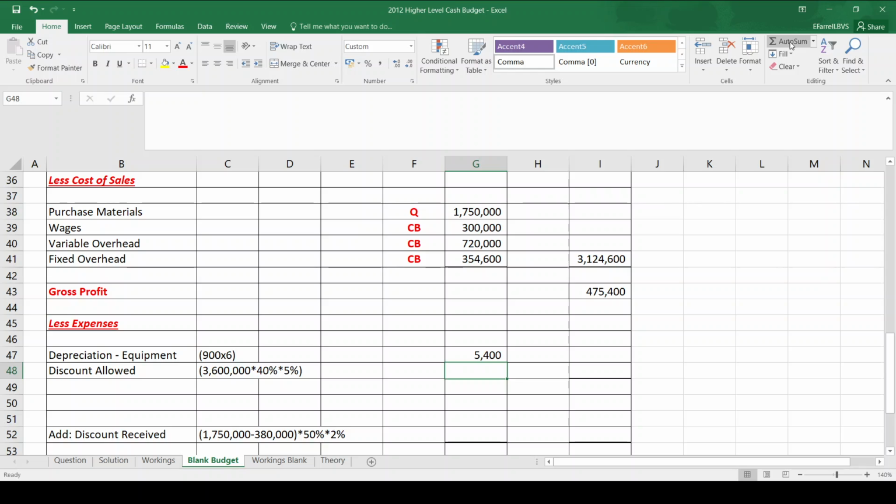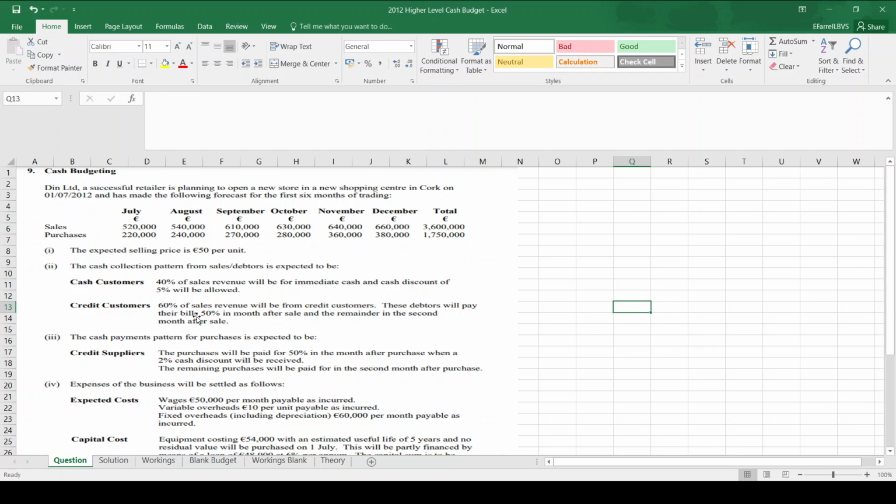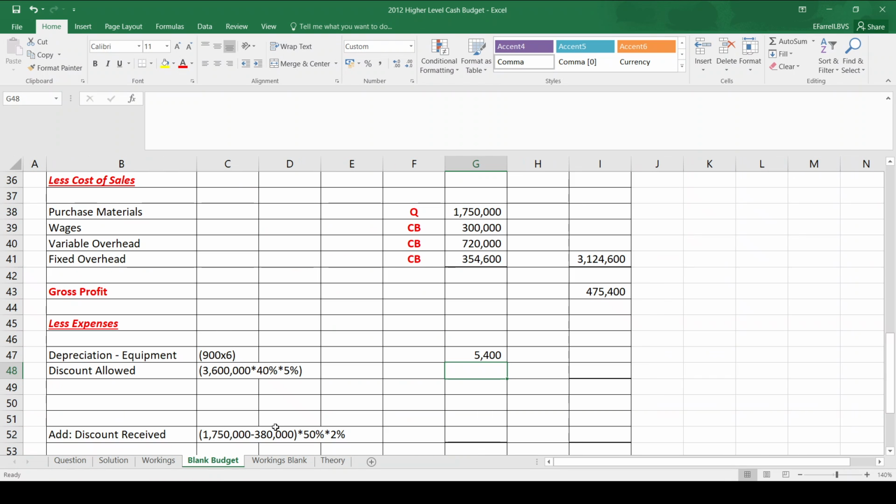A discount allowed, if we allow a discount to somebody, it's an expense to us. Now, who do we allow a discount to? We allowed a discount to people who paid us by cash. So if our total sales were 3.6 million and 40% of them are for cash, and we gave a discount of 5%, then to work that out, it's just the total sales, 3.6 million by 40%, because 40% are for cash, by 5%, which is the discount we gave: 72,000.